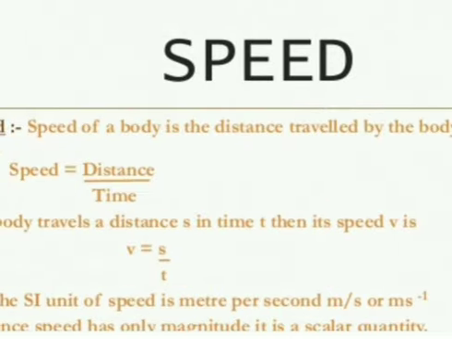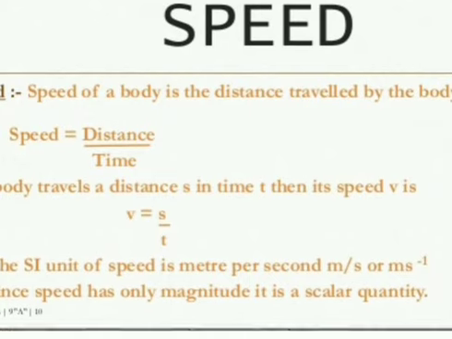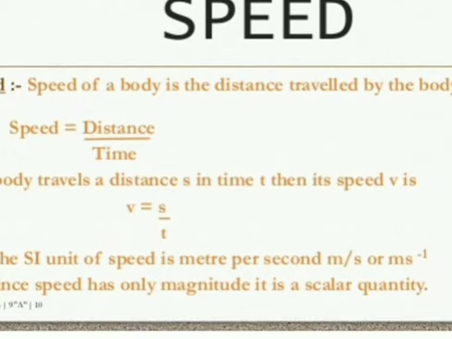Then next, which we are going to start today, is speed. What is speed? Speed of a body is the distance traveled by a body in unit time. Unit time means in 1 second. So what is the formula for speed? Speed is equal to distance upon time. And you know that we represent speed with v, distance with small s, and time taken is small t.